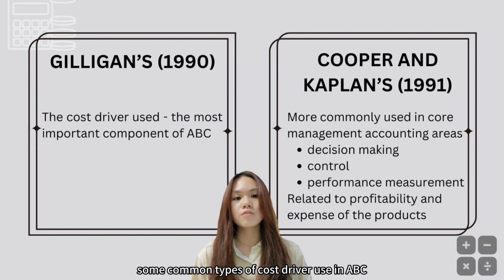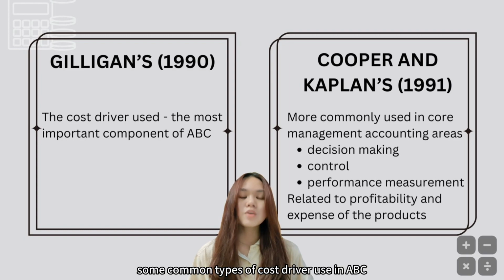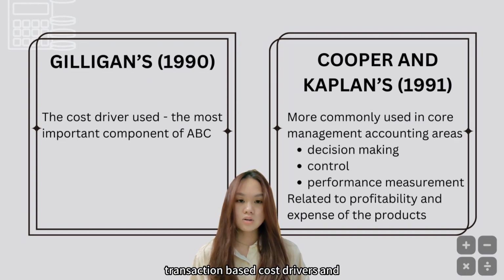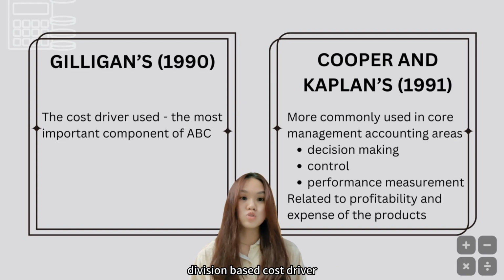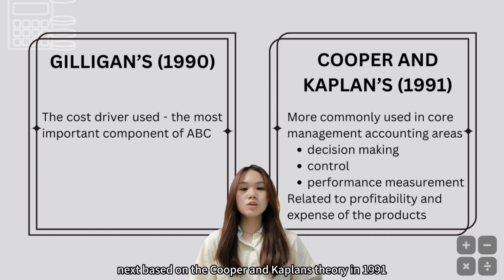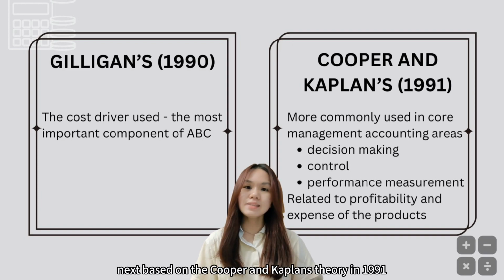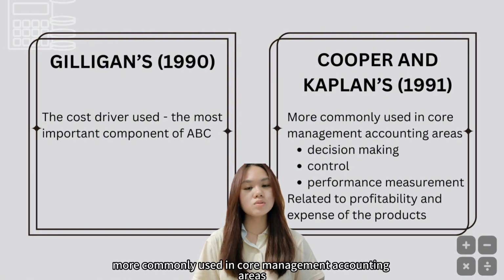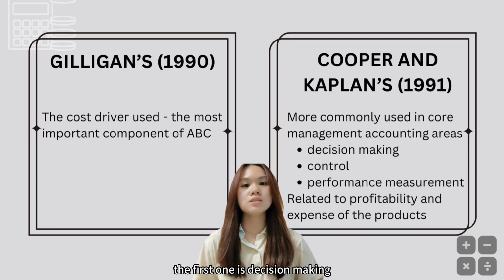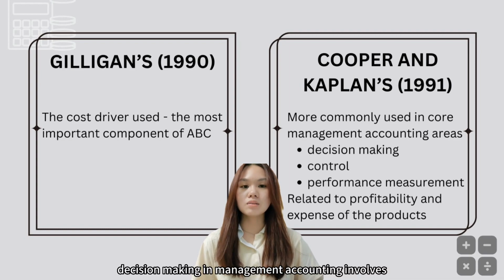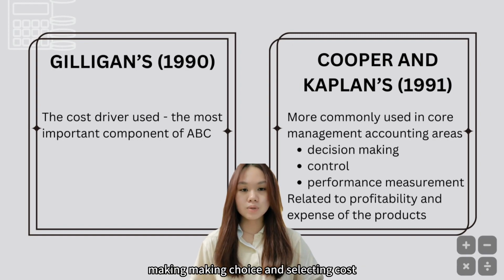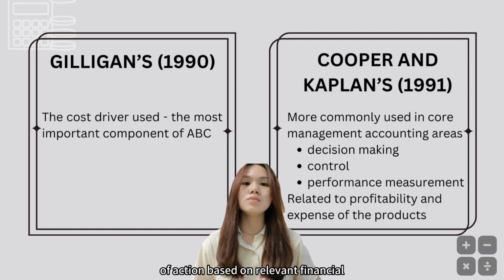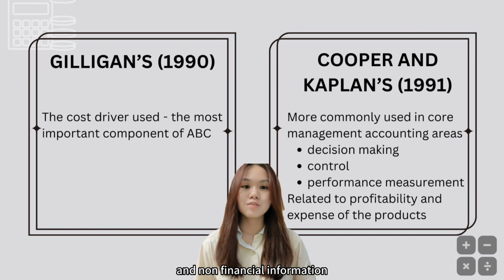Some common types of cost drivers used in ABC are, for example, volume-based cost drivers, transaction-based cost drivers, and duration-based cost drivers. Next, based on Cooper and Kaplan's theory in 1991, the more commonly used core management accounting areas are as follows. The first one is decision making. Decision making in management accounting involves making choices and selecting courses of action based on relevant financial and non-financial information.